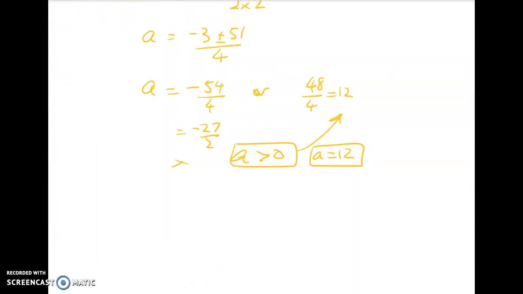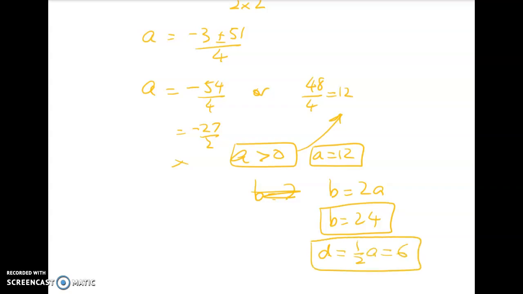With my magic moving screen, right? So B is equal to, B is not equal to 2A. Yes, it is. B is equal to 2A. So B is equal to 24. And we also know that the common difference here was equal to a half of A, so that's equal to 6. So we've got all of that set up.